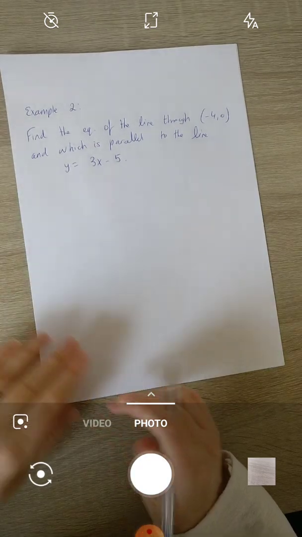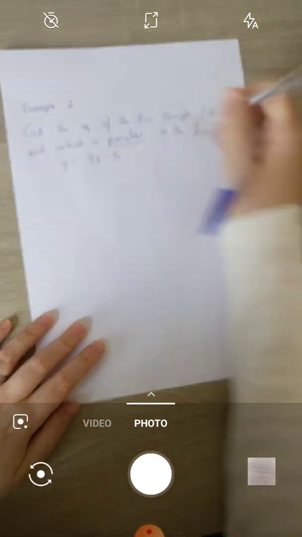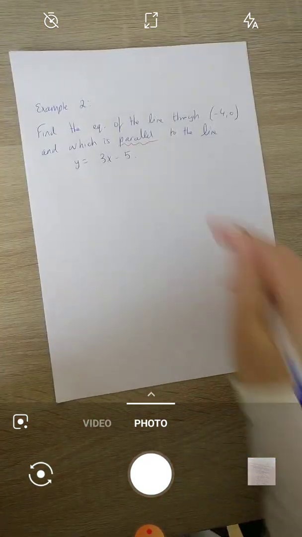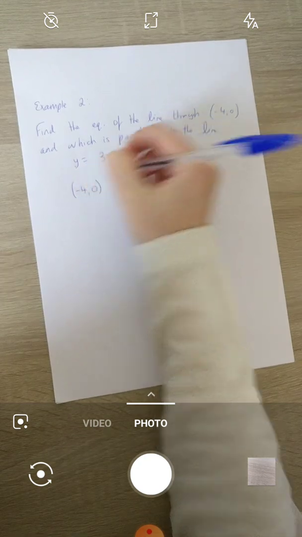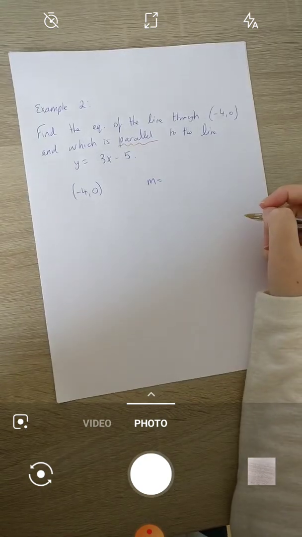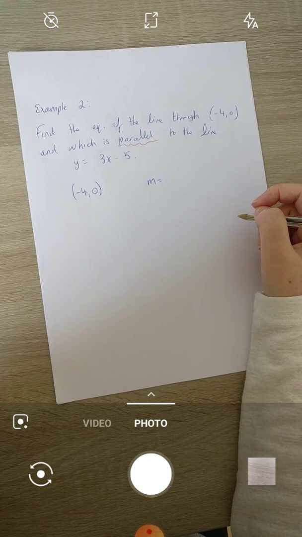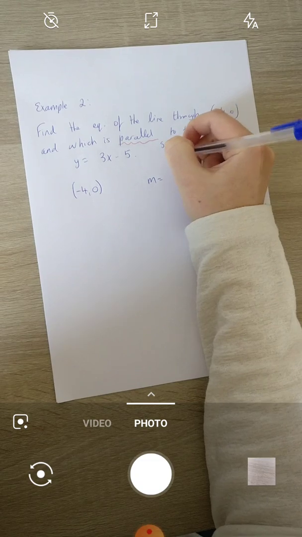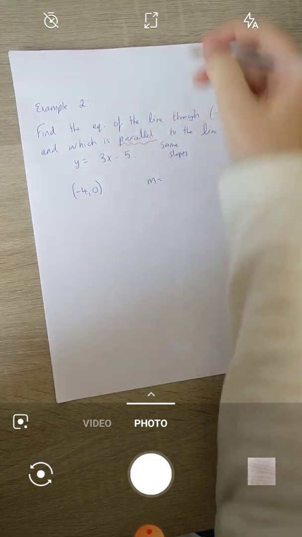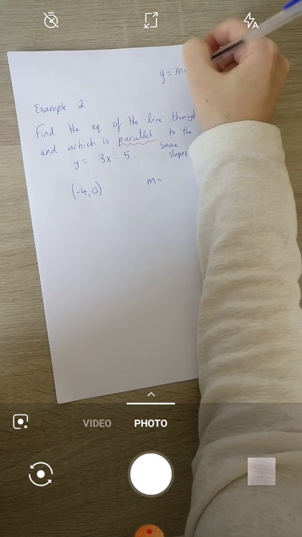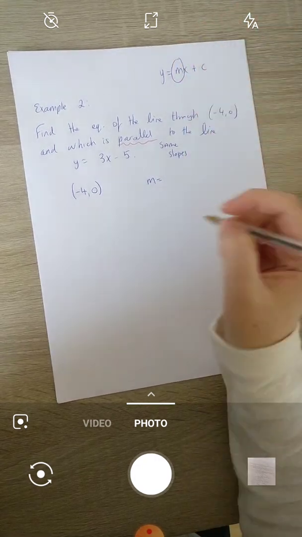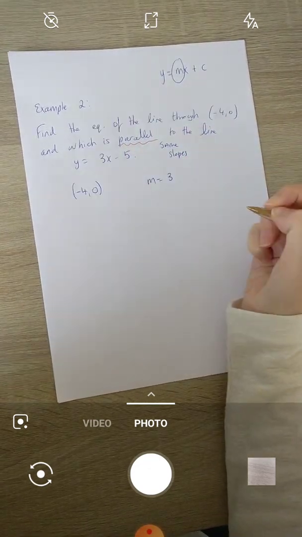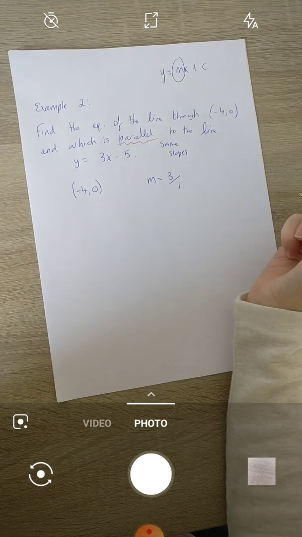So similar type of question, except this time they're saying that it's parallel to the line. So it says find the equation of the line through the point -4, 0, which is parallel to the line y equals 3x minus 5. Now keep in mind, parallel means same slopes. And because this is written in the form y equals mx plus c, then the coefficient of x is your slope here. So your slope is just 3 or 3 over 1, but 3 is fine.